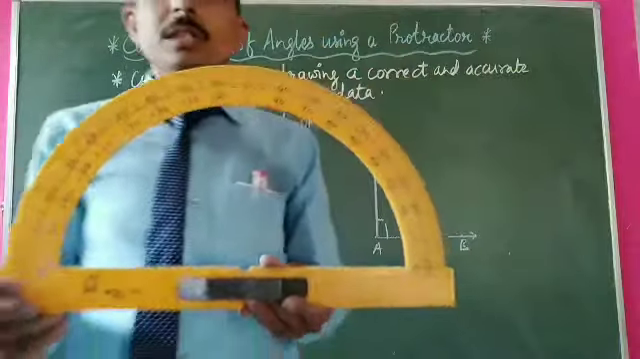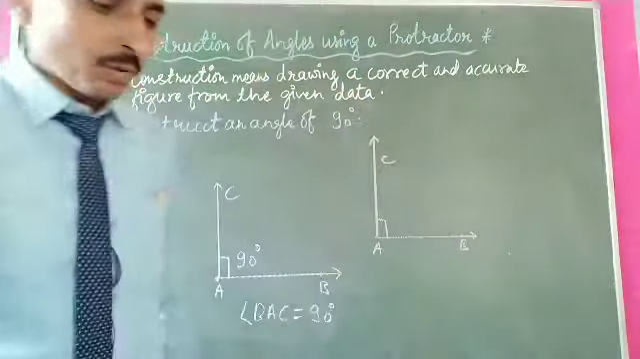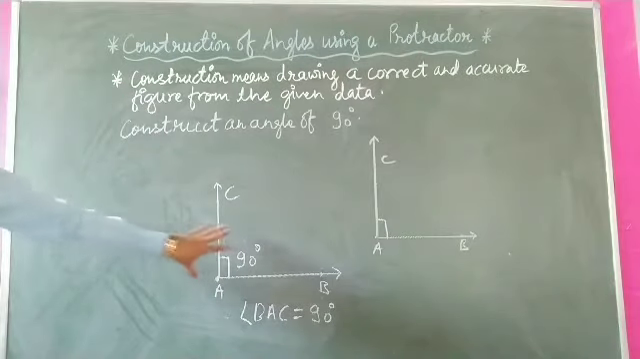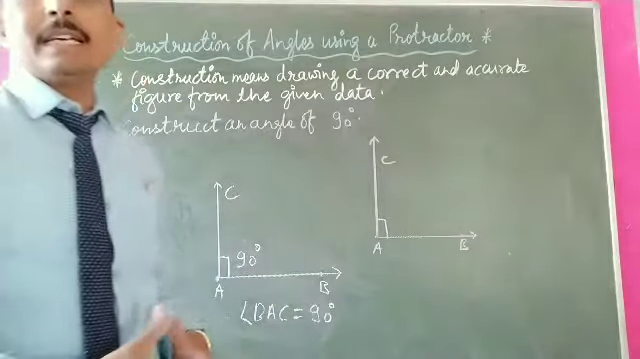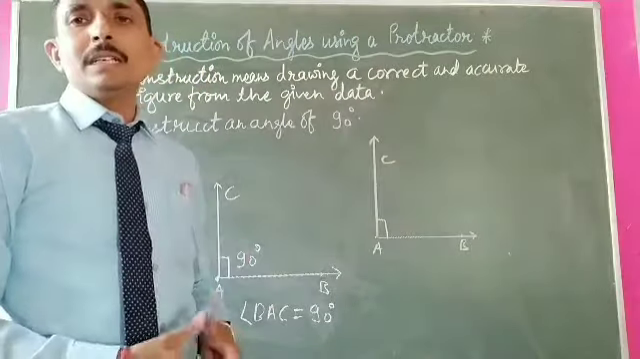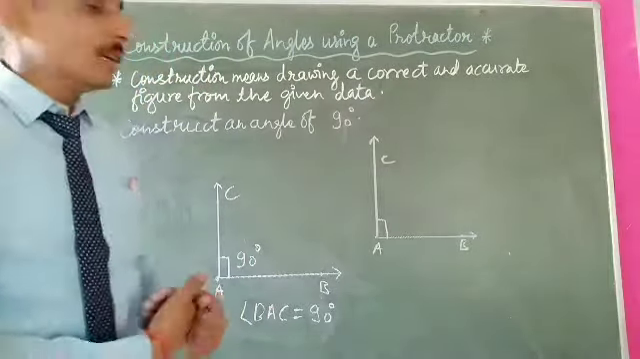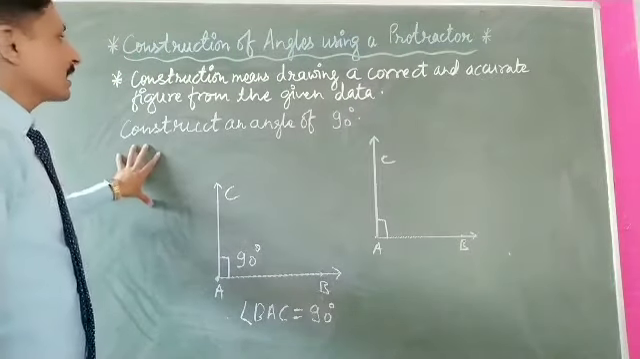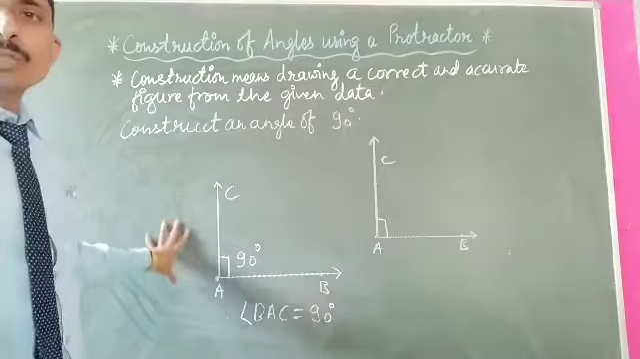Okay, so in this way we can construct an angle of 90 degrees, an angle of 110 degrees, an angle of 70 degrees, an angle of 30 degrees. Whatever angle is given, we have to follow the same process and we can easily construct an angle using a protractor.